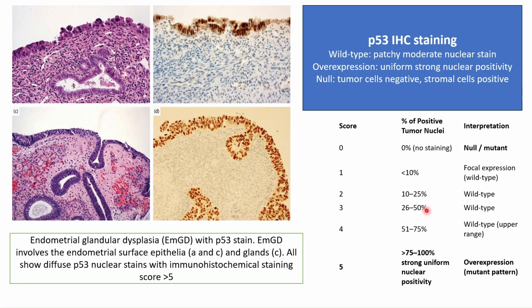So this is called wild type staining, where there is patchy moderate nuclear stain. So patchy, weak staining, and some of the nuclei show staining, then it is called wild type. Overexpression, as seen here, is where more than 75% to 100% of nuclei show strong uniform positivity. So it is called mutant pattern. Null phenomenon: tumor cells are negative or stromal cells positive.